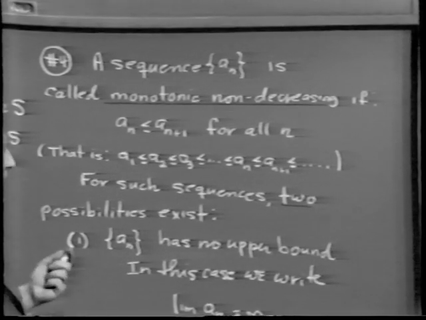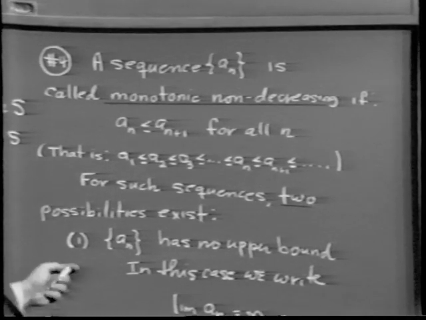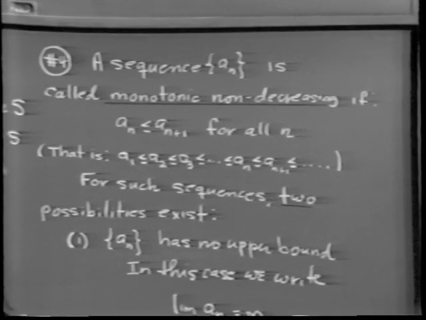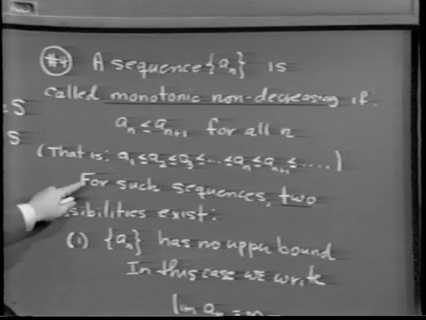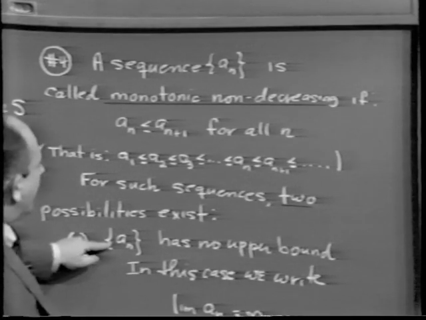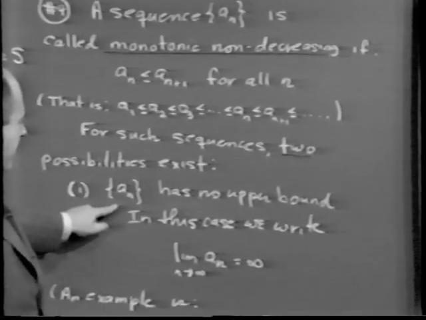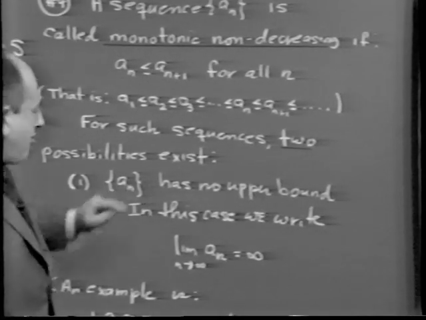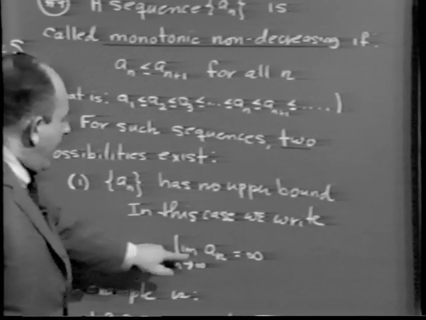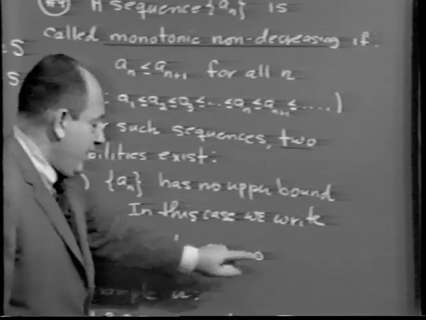And the important question that comes up is, what's so important about monotonic non-decreasing sequences? And the answer is that for such sequences, two possibilities exist. In other words, either the terms can keep getting larger and larger without bound, that is, the sequence a sub n has no upper bound, in which case we say that the limit of a sub n as n approaches infinity is infinity.